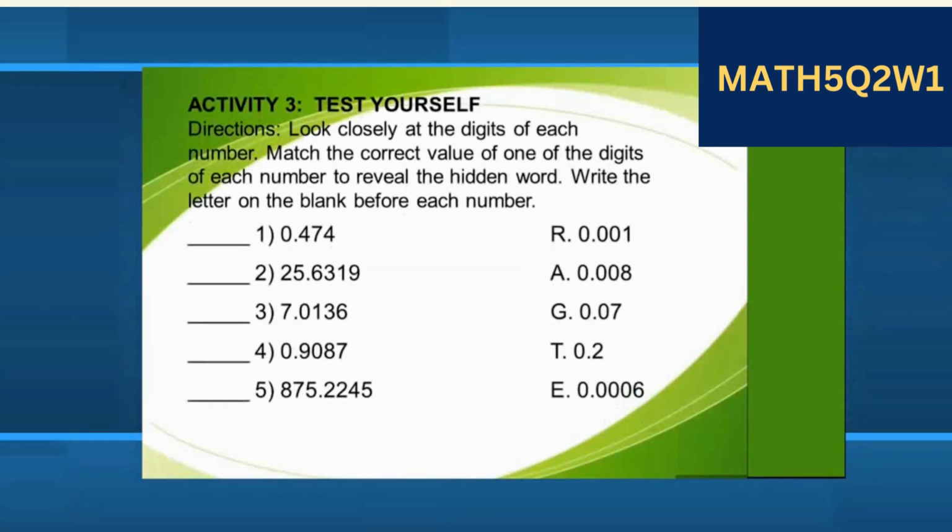For activity 3, look closely at the digits of each number. Match the correct value of one of the digits of each number to reveal the hidden word. Write a letter on the blank before each number. Now, if you think you still need more time answering this activity, pause this video.